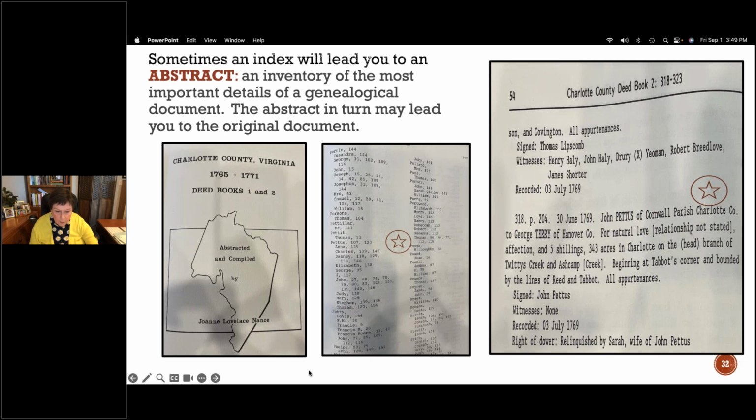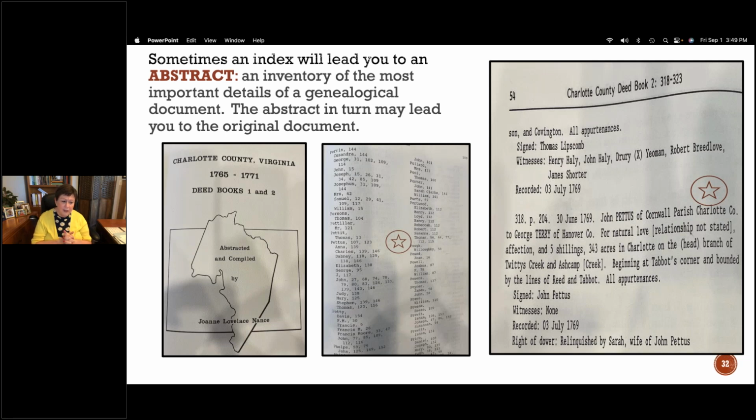You also need to be familiar with an abstract, which is an inventory of the most important details of a genealogical document. Now, it's not the document. You're really always looking for the original document, but it's very helpful, and it can be the next best thing. It's better than an index for sure. I mean, an index takes you someplace, but you can't use the index as proof, but it leads you someplace else. This is an example of an abstract.